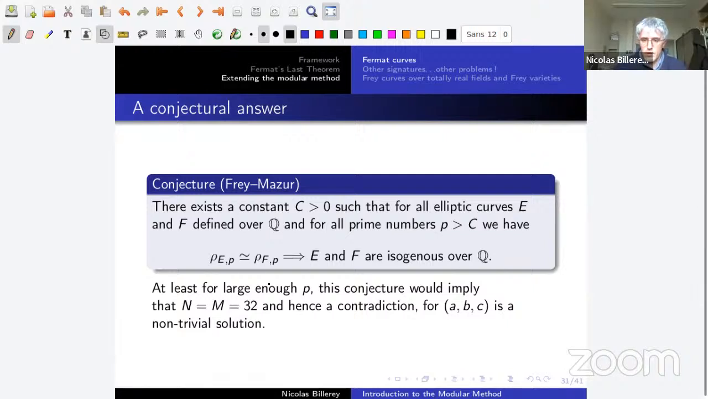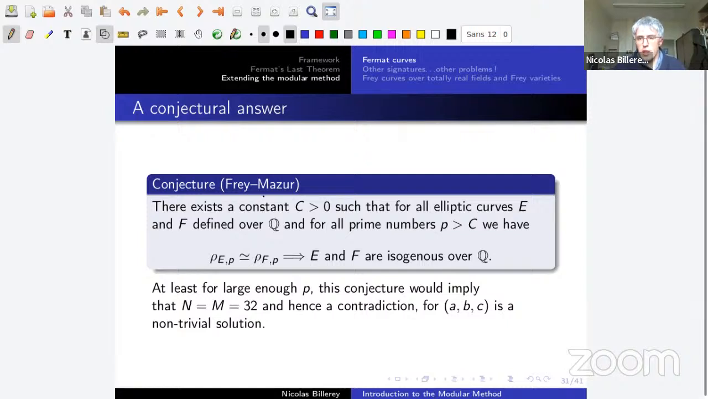Okay. But I think for the small values of p, on the other hand, if you consider this problem for smaller primes, like p equals 3, 5, 7, 11, and so on, you can wonder what are the pairs of elliptic curves which are non-isogenous, but for which the mod p representations are isomorphic. And people have been trying to find examples and then to find infinite families of such examples. There is recent work, for instance, by Tom Fisher on these questions. But proving the Frey-Mazur conjecture is probably very hard.